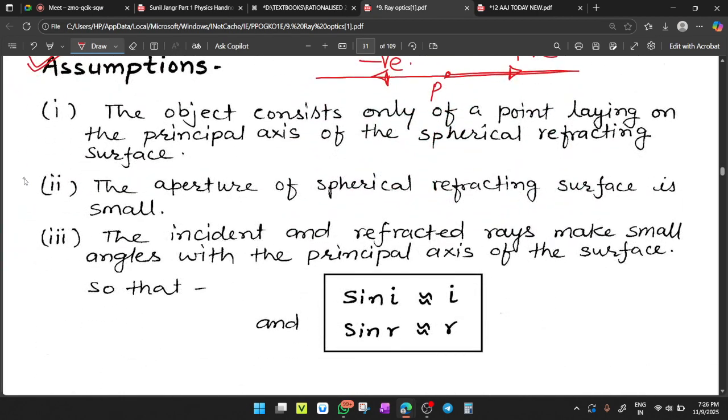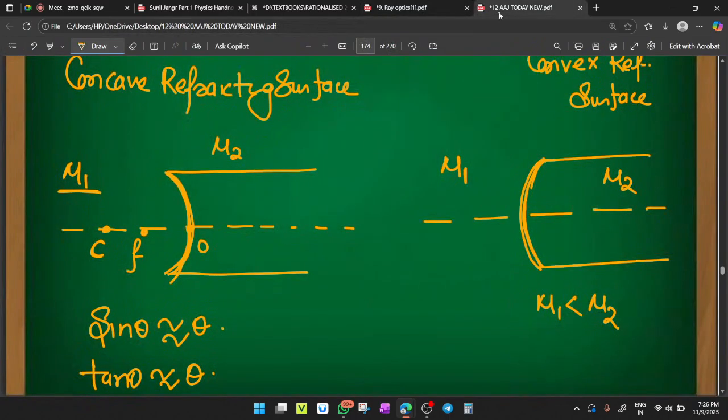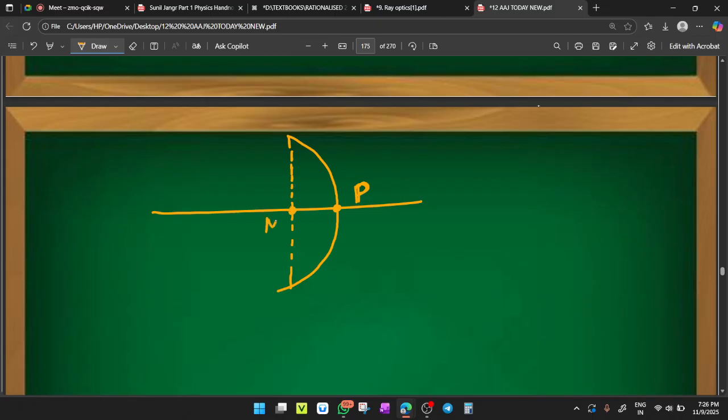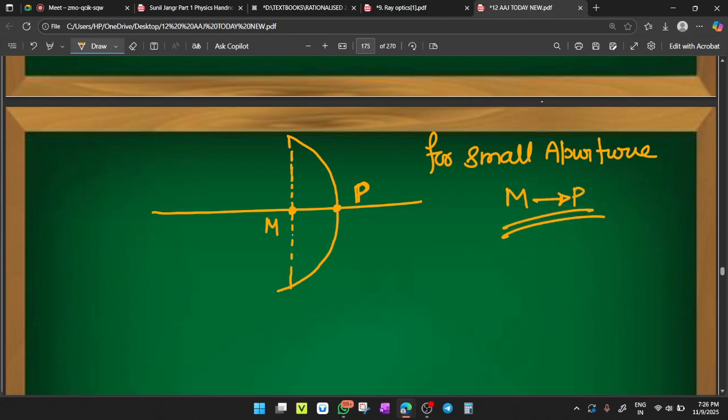Now, next, very important assumptions for application of a spherical refracting surface. First thing, as these curvatures are very small, you have to calculate this distance from point P. If you draw an aperture, then there will be a point M in the line of the aperture. For a small aperture, the point M will be considered at P. Clear? You have to consider your point M at point P.